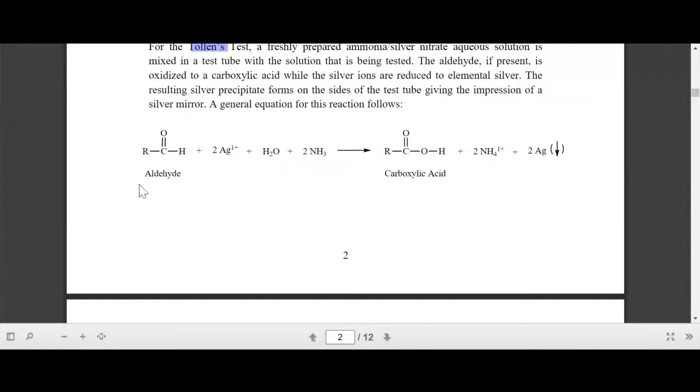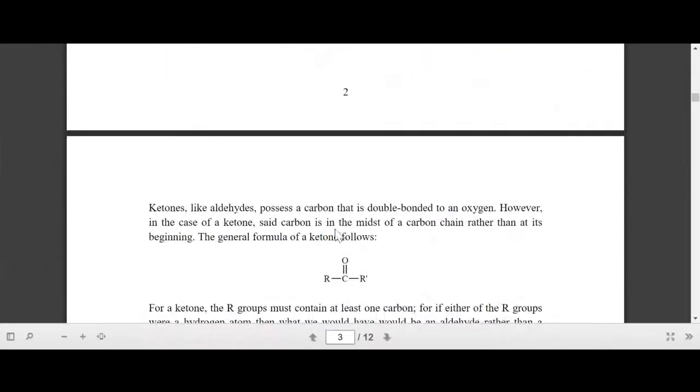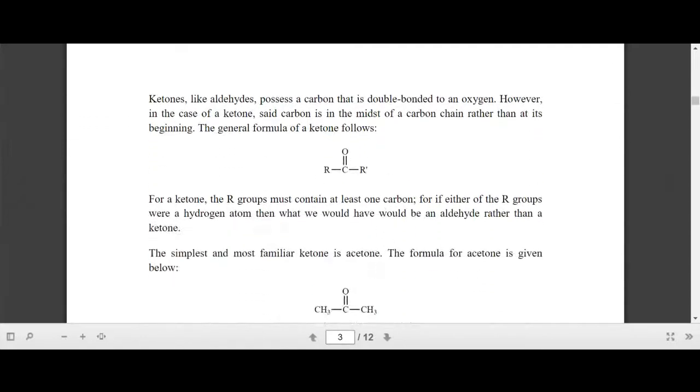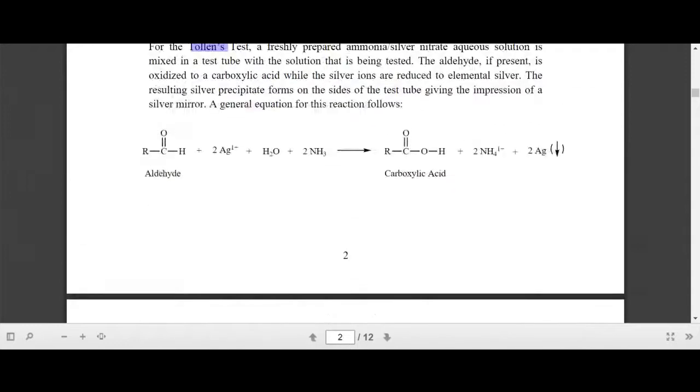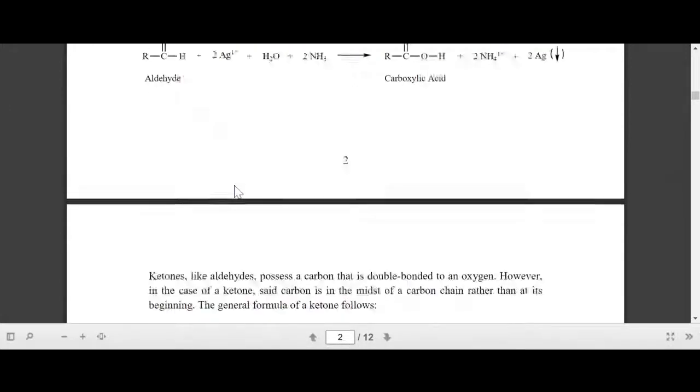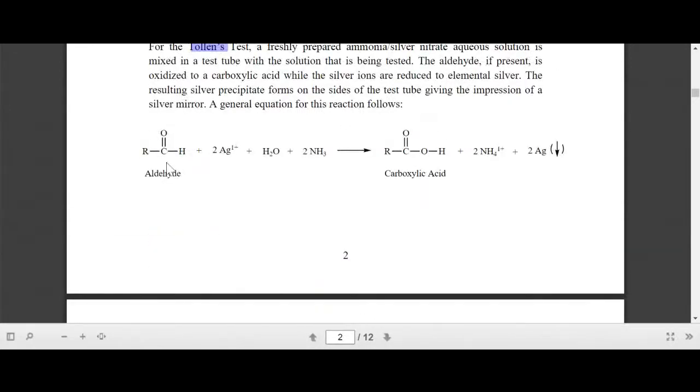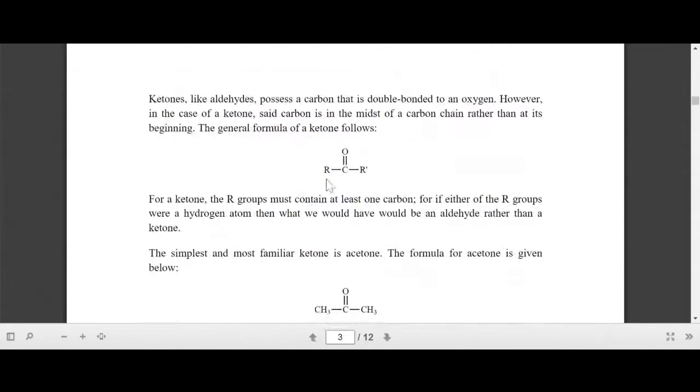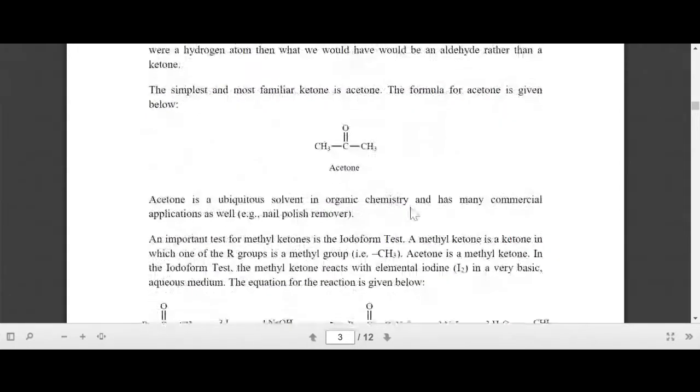In organic chemistry, based on the functional group, a compound belongs to a different family. So we have ketone here. The difference between ketone and aldehyde is that for a ketone, you have 2 carbons attached to the C double bond O. The C double bond O is common to both aldehyde and ketone. For an aldehyde, one side is carbon and the other side is hydrogen. For a ketone, both sides are carbon. So a ketone does not react with Tollens reagent. An aldehyde does.